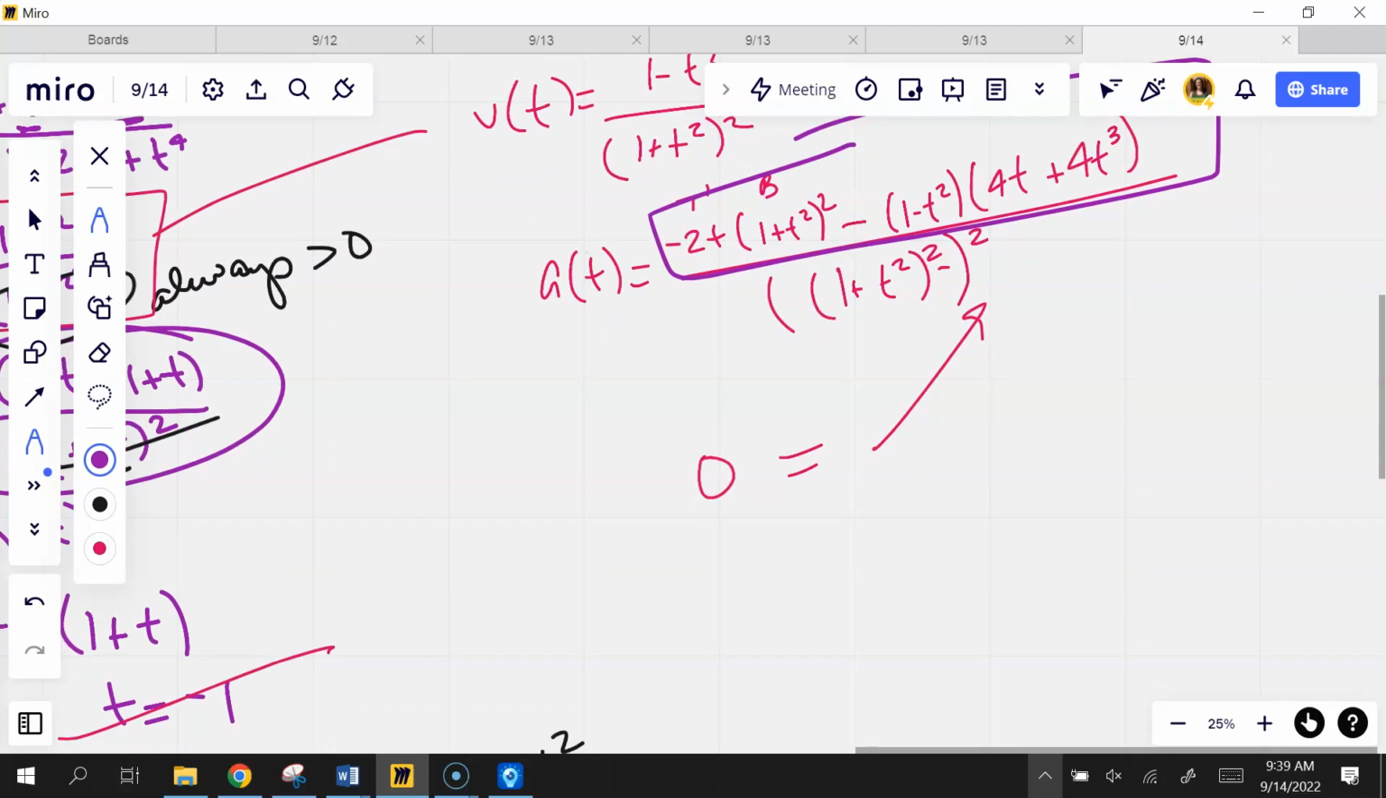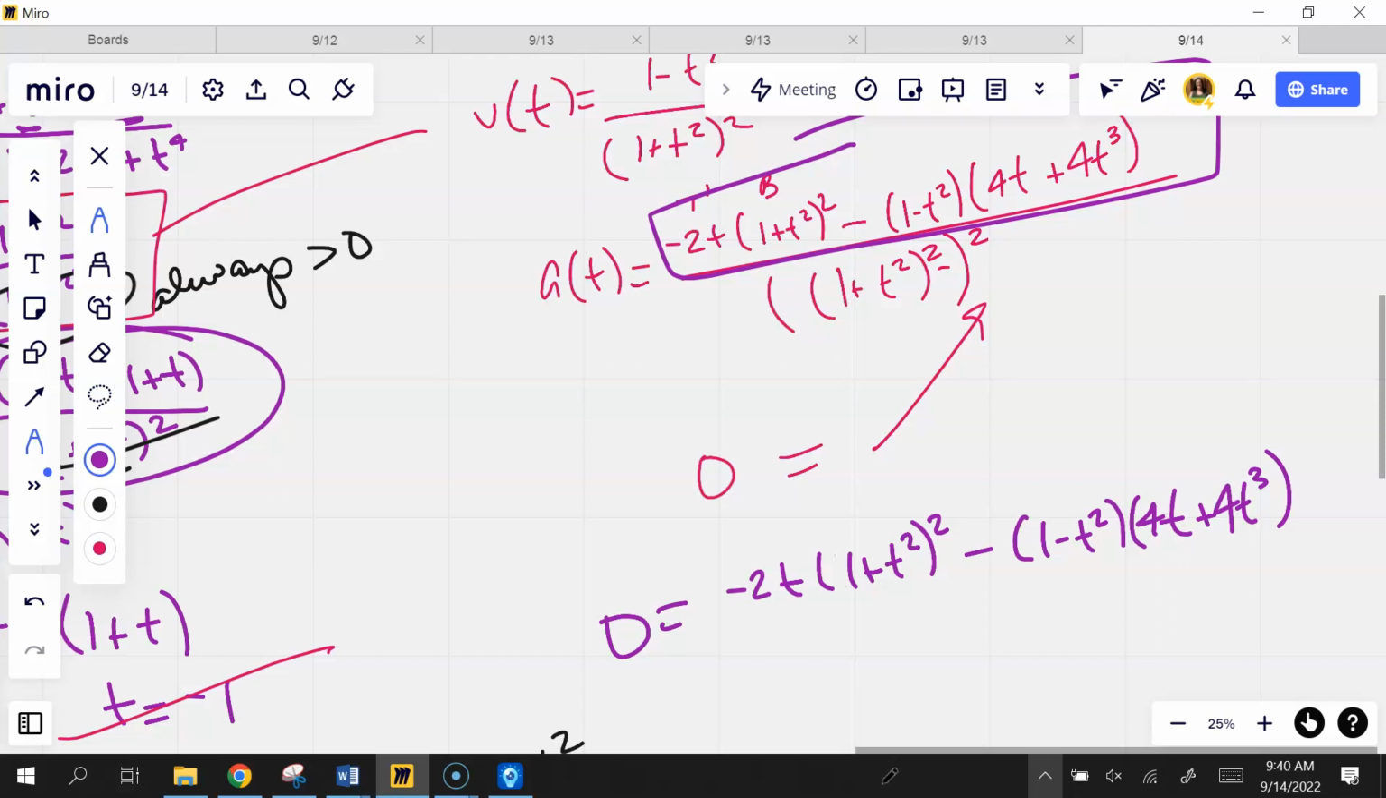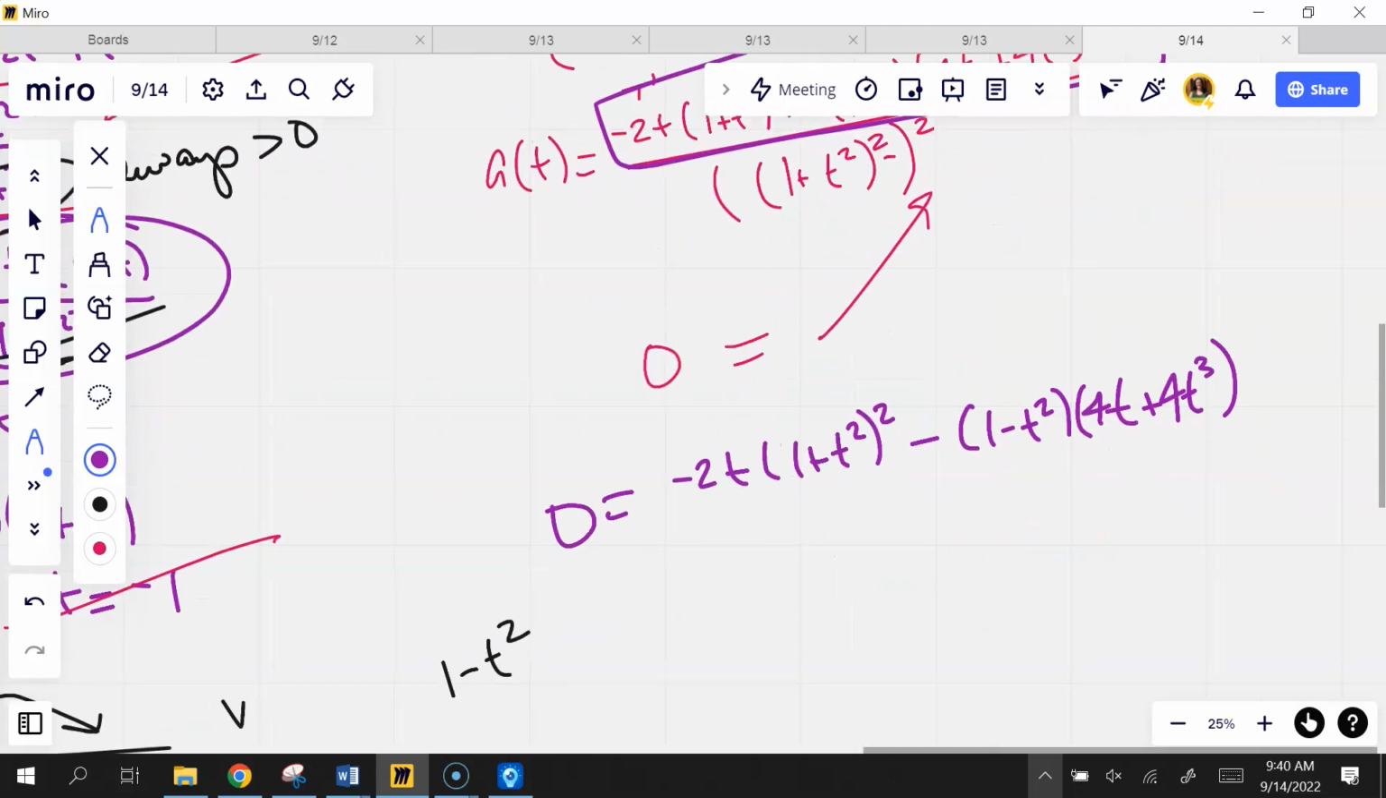So when is negative 2t times 1 plus t squared minus 1 minus t squared 4t plus 4t cubed, when is that equal to 0? And that I would take out my calculator and I would look at it. And it just says between 0 and 4, right? It doesn't say that, but that's what we're looking at. So I would most definitely take out my calculator. Let me type it and then I'll show you.